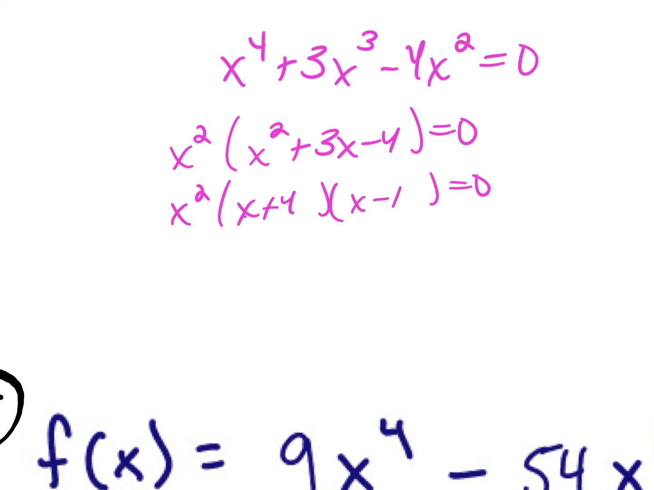Good. Now what do I do with each piece? Set it equal to 0. X squared equals 0. X plus 4 equals 0. And x minus 1 equals 0. Now, be careful with this one. I told you guys months ago, at the beginning of a problem, when you have something like this, the highest exponent tells you how many answers you have, yes? Okay. So how many should I have? 4.